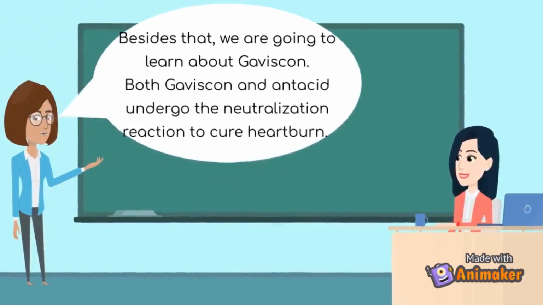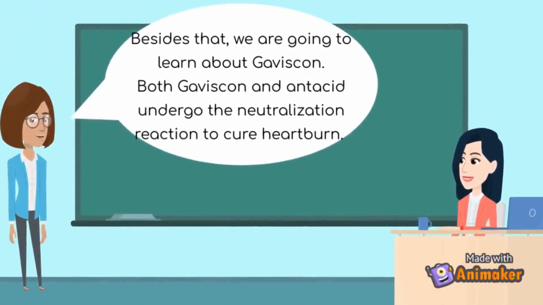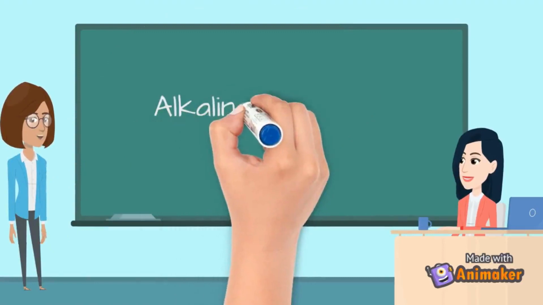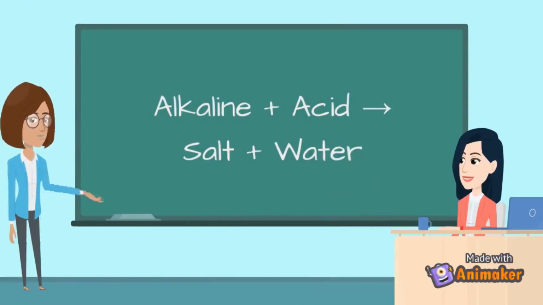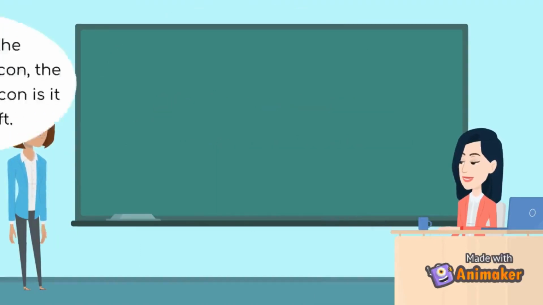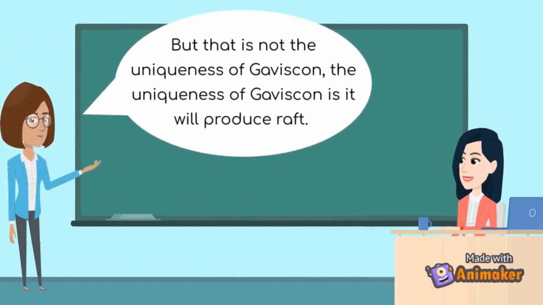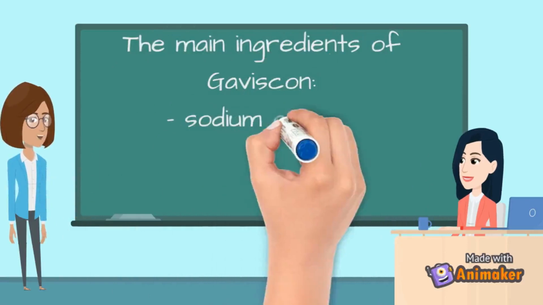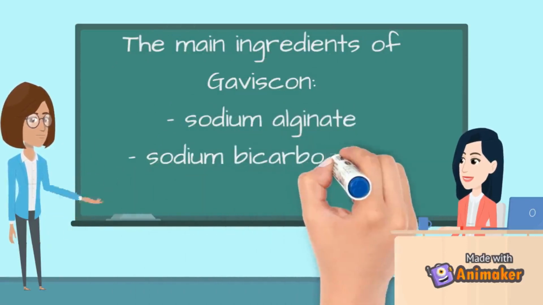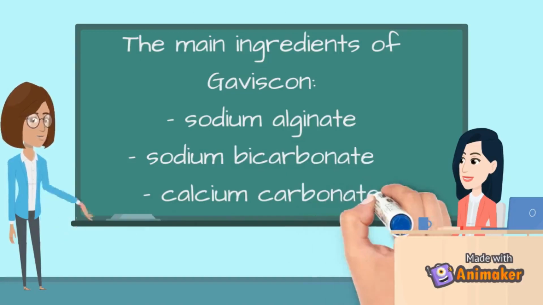Besides that, we are going to learn about Gaviscon. Gaviscon and antacid undergo the neutralization process to cure heartburn. The general equation shows that alkaline reacts with acid will produce salt and water. But that is not the uniqueness of Gaviscon. The uniqueness of Gaviscon is it will produce a raft. The main ingredients of Gaviscon are sodium alginate, sodium bicarbonate, and calcium carbonate.